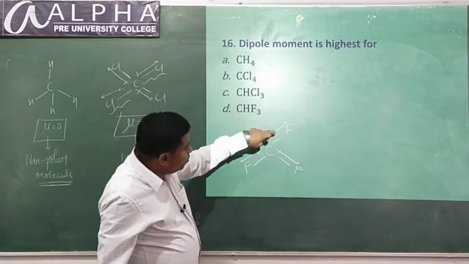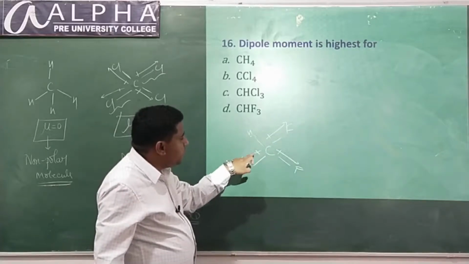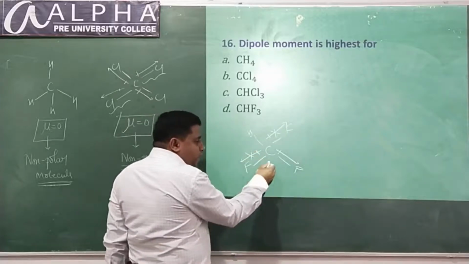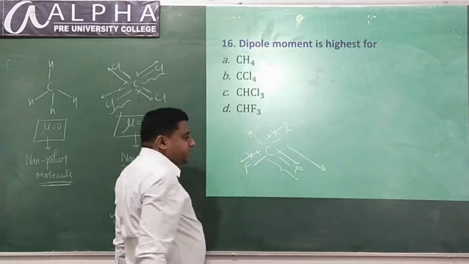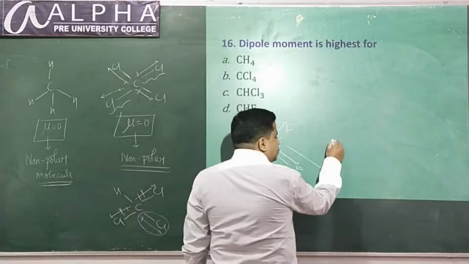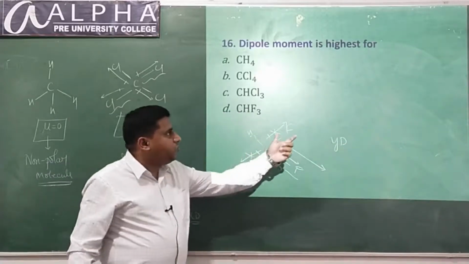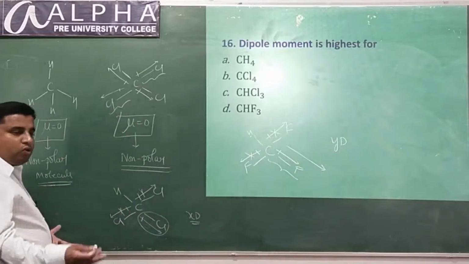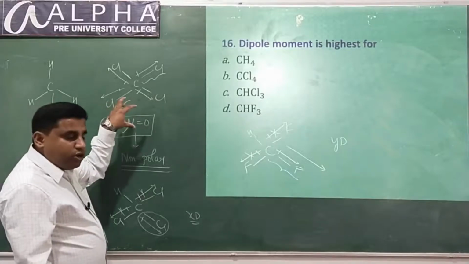Again, these two are equal and opposite dipoles. Since they are equal and opposite, they cancel each other. Therefore, we have only one dipole moment in this direction. Is it correct? Only one dipole moment. Let us take that dipole moment as y D. Now, we have x D and y D. Which among them is the highest? Anyhow, the dipole moment of the CCl4 or CF4 type molecule is 0.